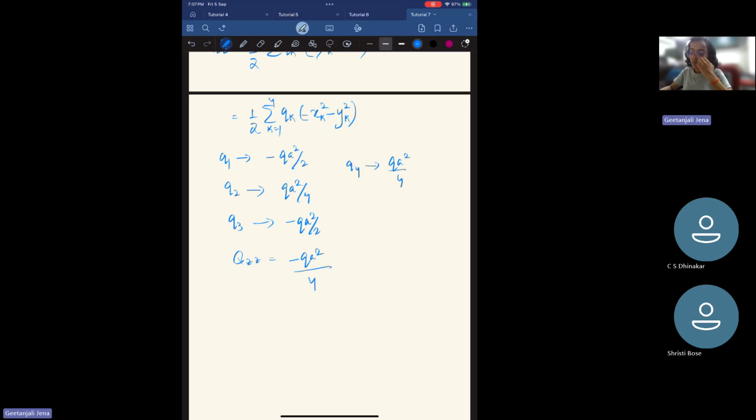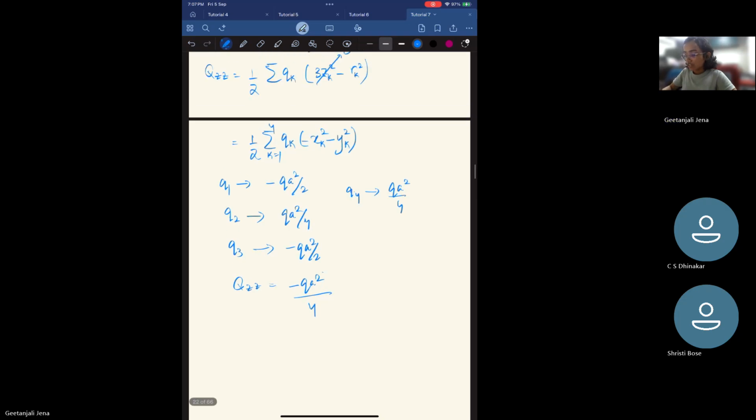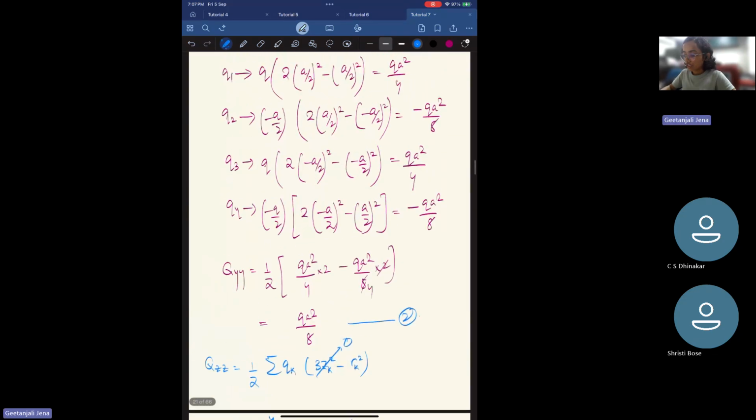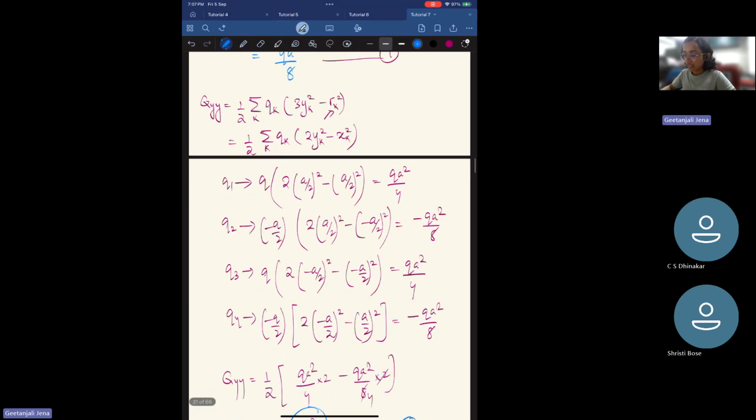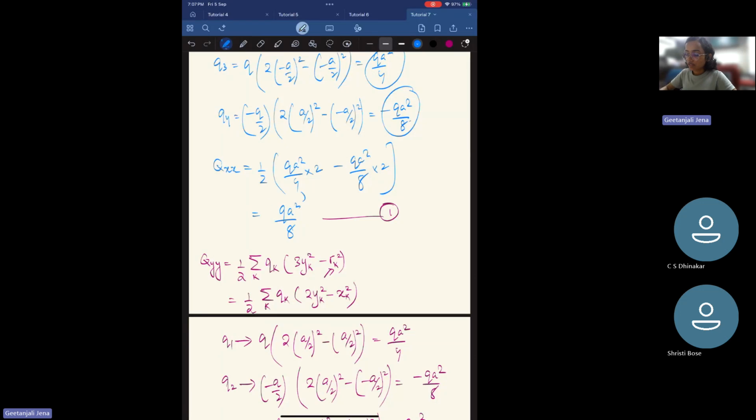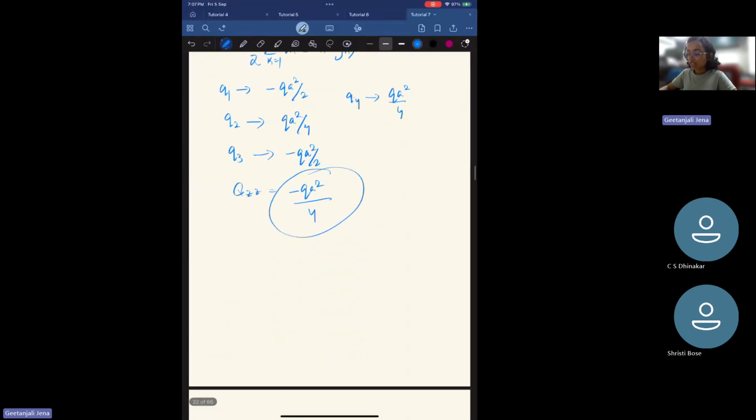So this is the diagonal part. If you add the diagonal parts, Qxx gives Q a squared by 4, Qyy gives Q a squared by 8, and Qzz gives minus Q a squared by 4. If you add it up, it will give 0, which is one of the properties of the quadrupole tensor. So you can easily check that the matrix will be traceless.